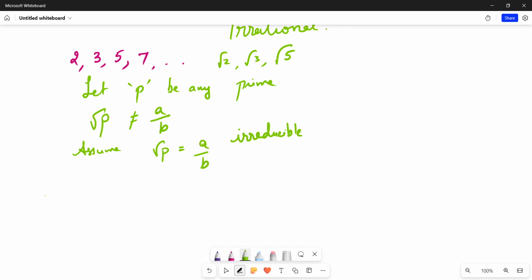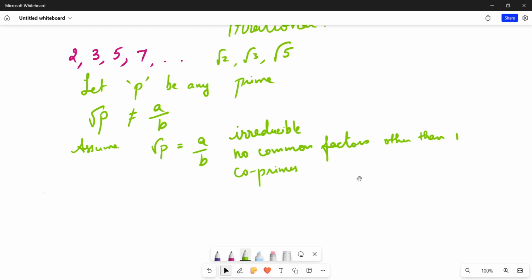So this is very important. I am saying it again and again because the fact that A by B has no common factors other than 1 is very important in our proof. We are assuming that A and B are co-primes. So they are co-primes, irreducible. They all mean the same. So our assumption is this. Now let us see where our assumption leads us.